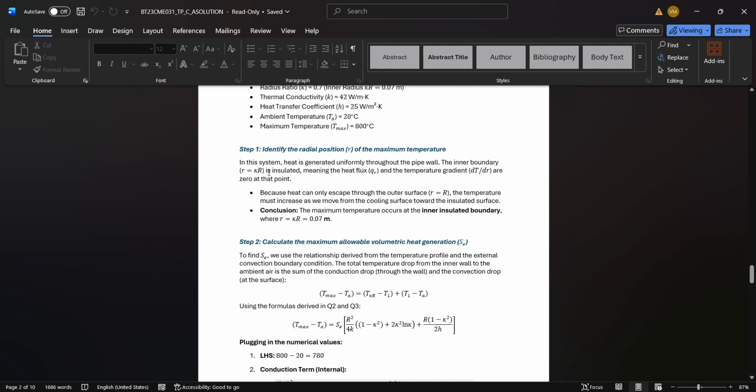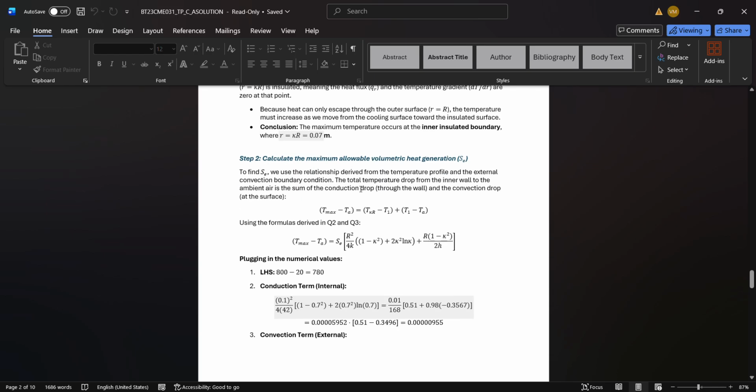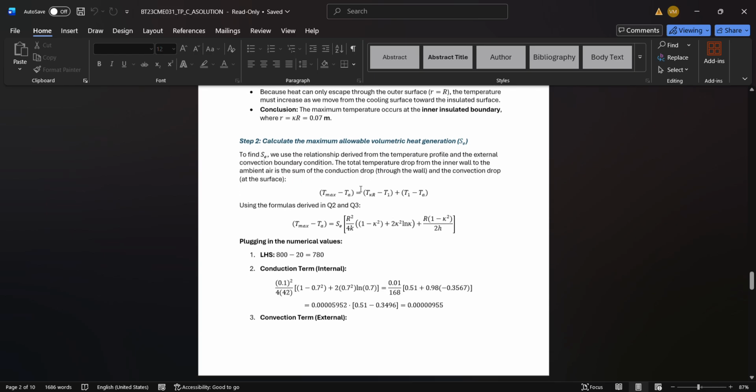at the inner boundary at small r equal to kappa R, it is insulated, meaning heat flux and temperature gradient are zero at that point. Because heat can only escape through the outer surface, the temperature must increase as we move from the cooling surface toward the insulated surface. So at the insulated boundary, where small r equal to kappa R, maximum temperature will be there. That is at small r equal to 0.07. Clear?